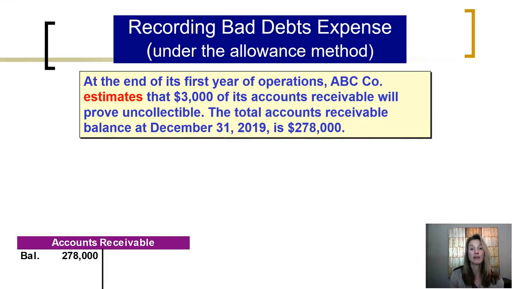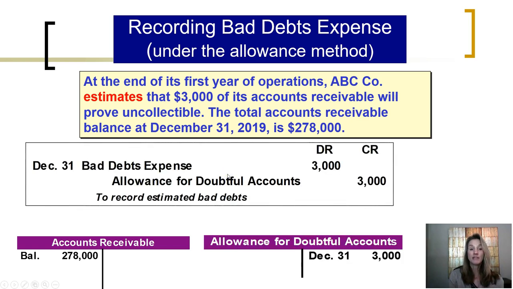So let's take a look at recording bad debt expense under the allowance method. At the end of its first year of operations, ABC Company estimates that $3,000 of its accounts receivable will prove to be uncollectible. The total amount of accounts receivable that they have recorded as of the end of December 31st, 2019 is $278,000. So of the $278,000 currently in their asset account, they estimate $3,000 of it will never be collected.